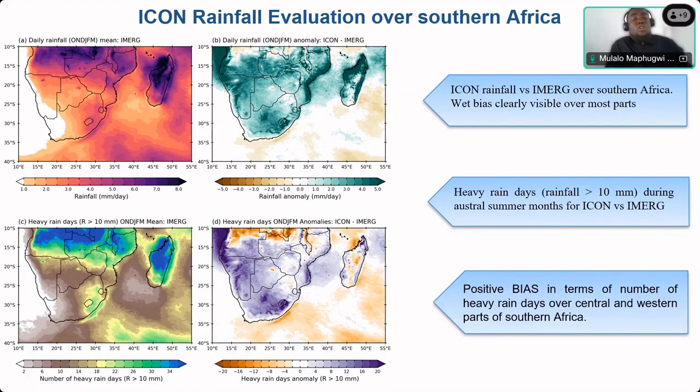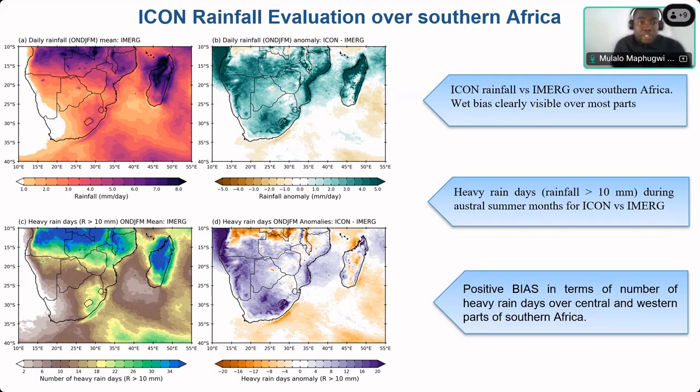Well, we went on further to look at the rainfall evaluation of the ICON model over Southern Africa, because this is important, since when you're tracking these mesoscale convective systems, you tend to use rainfall, especially light rainfall of 2 millimeter, as well as heavy rainfall of over 10 millimeter, in order to identify these systems, as well as their rainfall contribution. So we looked at rainfall in ICON as well as IMERG over Southern Africa.